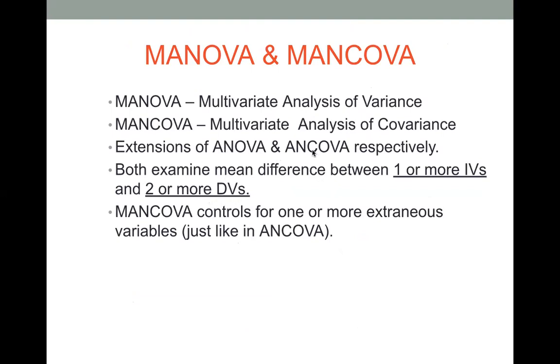In ANOVA and ANCOVA, you have 1 dependent variable, but here in MANOVA and MANCOVA you have 2 or more dependent variables. So MANCOVA controls for 1 or more extraneous variables, just like an ANCOVA, with covariates.